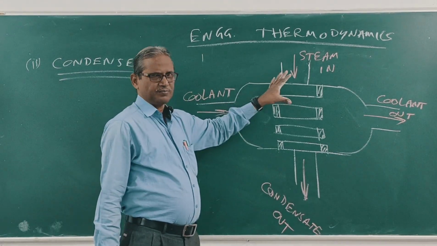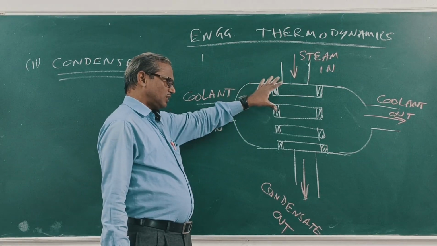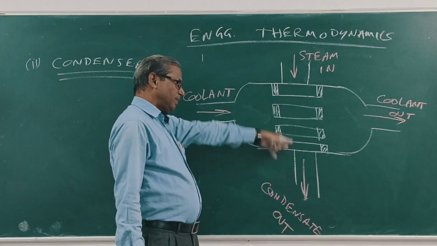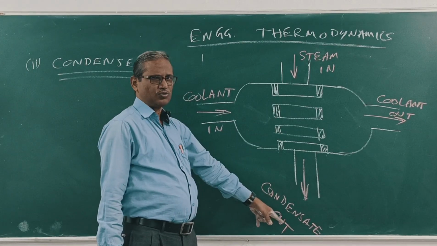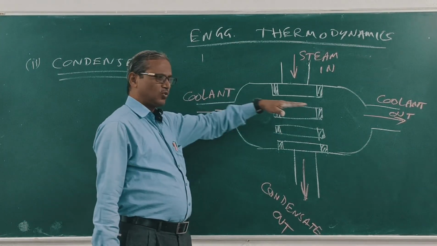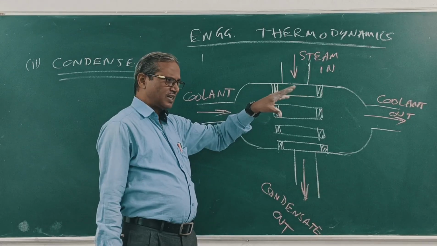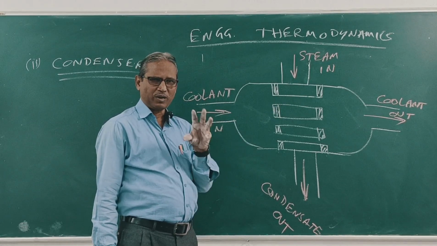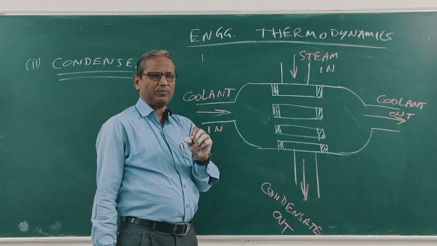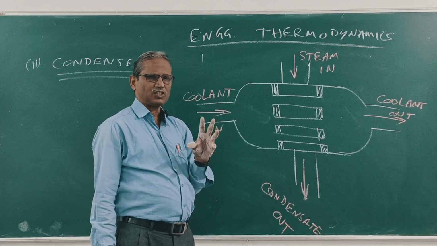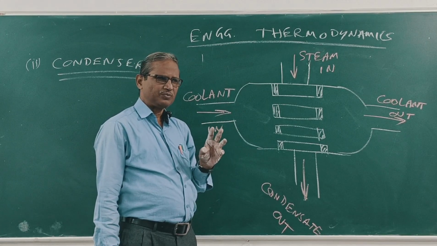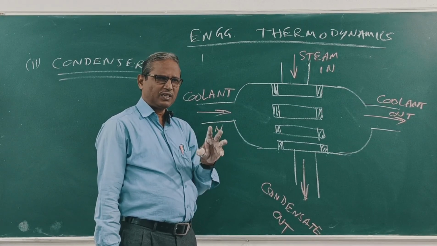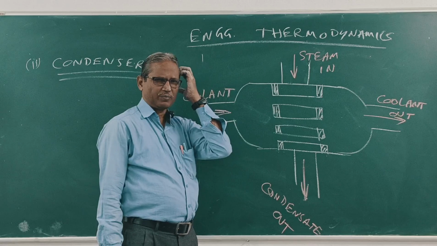This device is a condenser. In this case, steam enters and condensate goes out, with coolant in and coolant out. This condenser is used to condense steam. In steam power plants, water is used as the cooling medium, whereas in refrigeration units, it is used to condense vapor refrigerant by using air as the coolant.